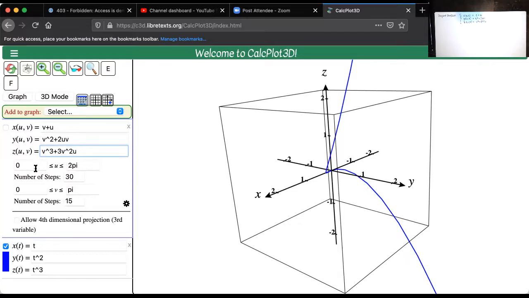And they have a range of values where u goes from 0 to 2 pi, and v goes from 0 to pi. I don't really want 0 to pi. Well, this is a range of t values that goes from negative 10 to 10, and our v is playing the role of t here. So I want v to go from negative 10 to 10 as well. Maybe let's take 30 steps. And let's just let u take on a very small range of values, from -0.5 to 0.5, so that we can see the tangency.